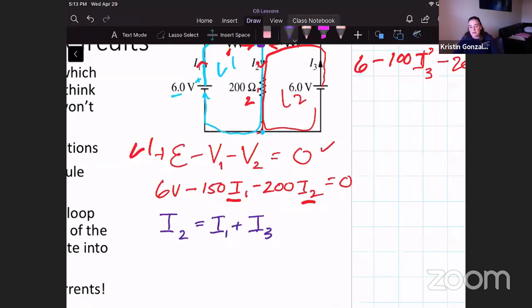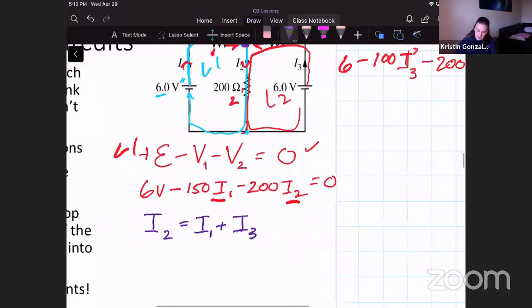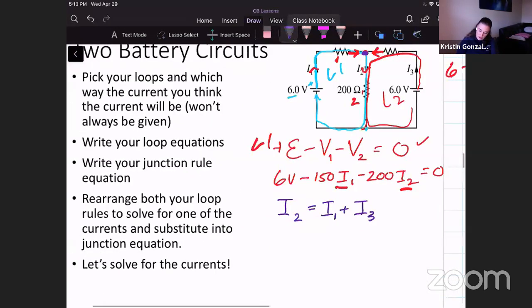You could write it the other way around, doesn't matter. But we know that the current going down through that middle resistor is a combination of those 2 currents going into that junction. So that's what we do next. We write our junction equation. We've written our loop rules, we made our loops. So now we have 3 equations with these 3 unknowns in them. So how do we put these together?